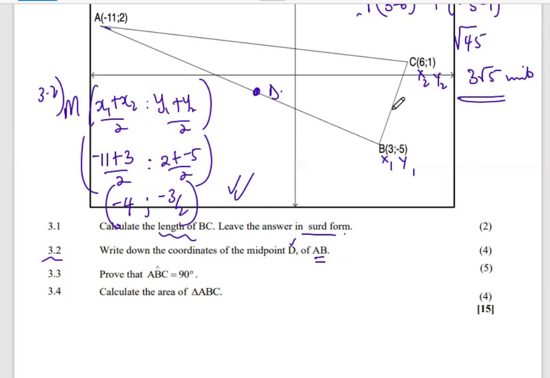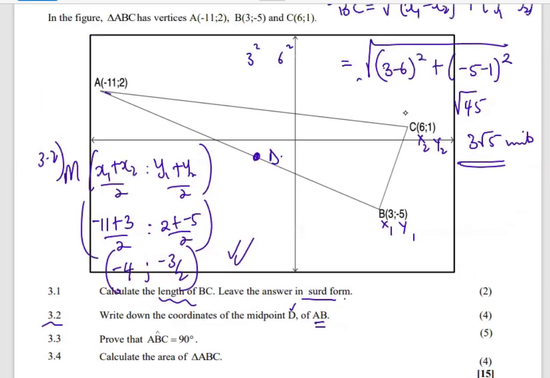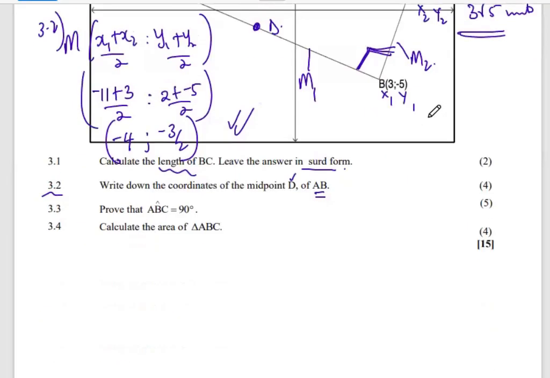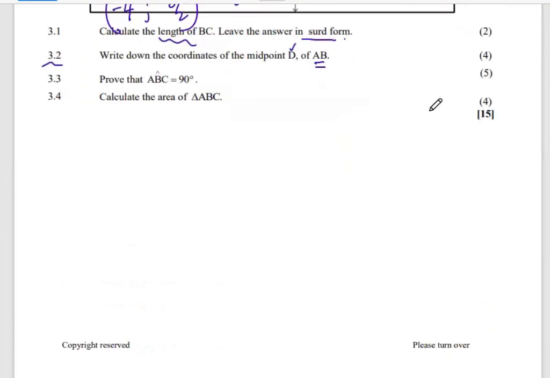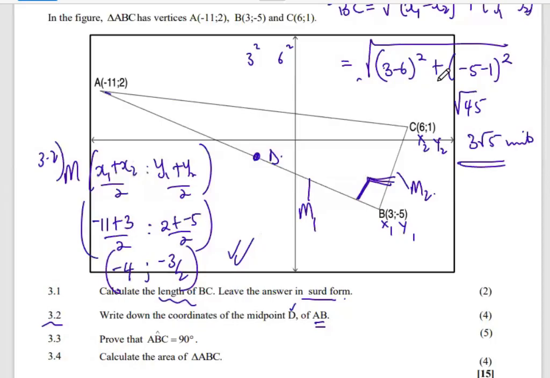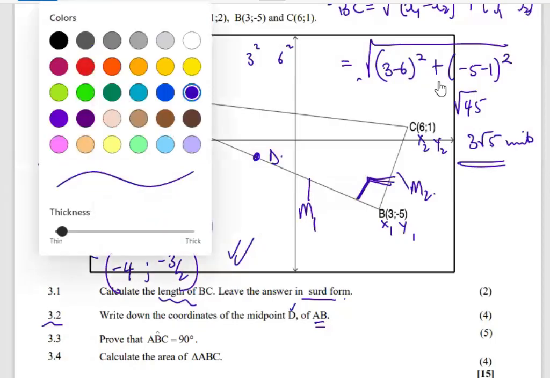And then, can we prove that ABC is 90? So they want us to prove that this angle is a 90. Now, one thing we know is that if lines are forming a 90, the gradient of one multiplied by the gradient of the other must give us negative 1. Okay, so what I'm going to do is find the gradient of AB multiplied by the gradient of BC. So remember, gradient is change in y over the change in x.